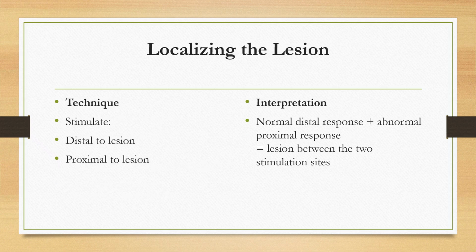Localizing the lesion. The technique is to stimulate distal to the lesion and then proximal to the lesion. Interpretation: a normal distal response with an abnormal proximal response indicates a lesion between the two stimulation sites.